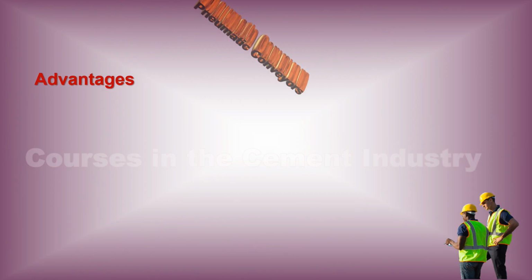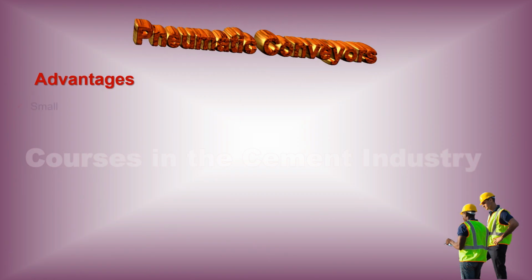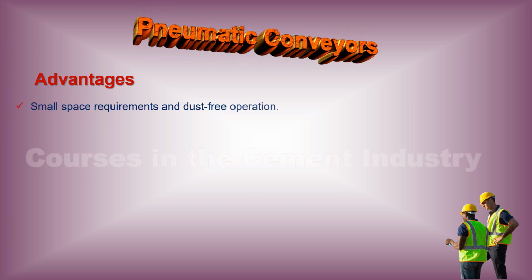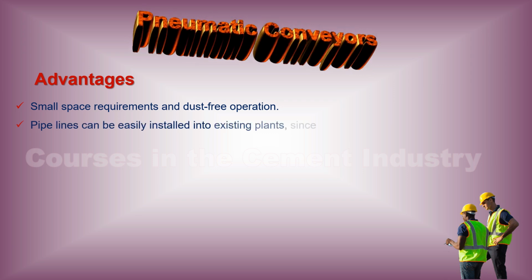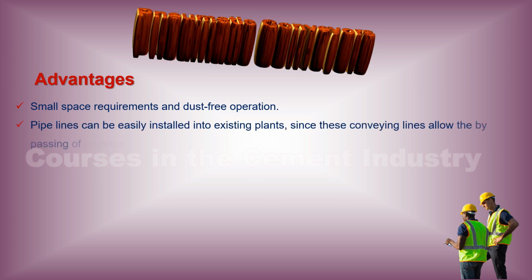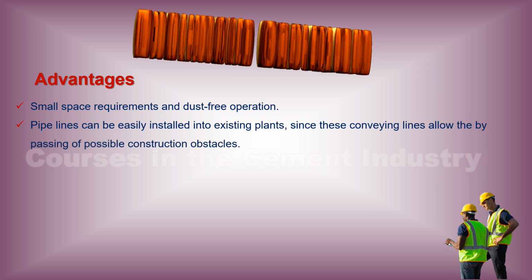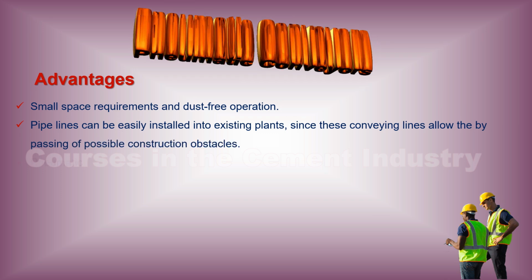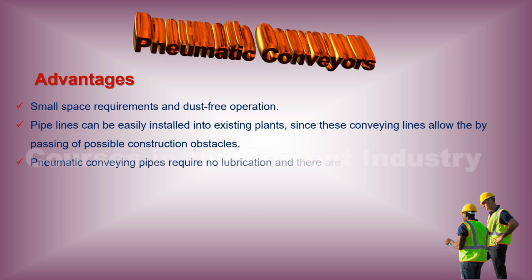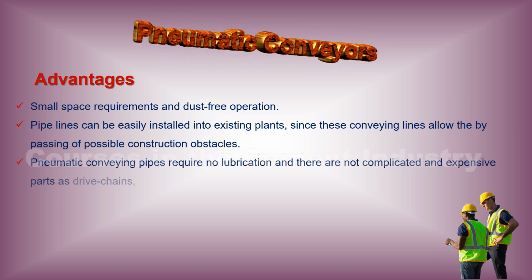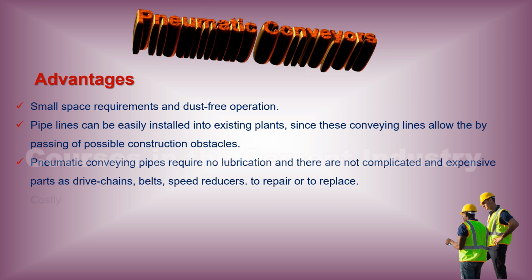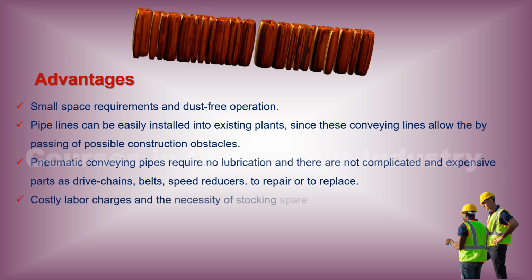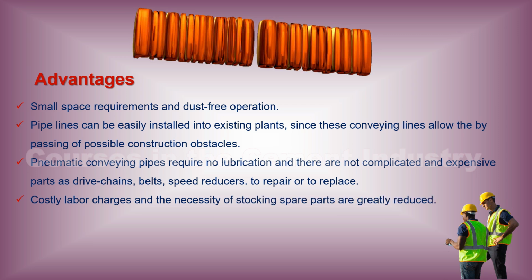Advantages of pneumatic conveyors. 1. Small space requirements and dust-free operation. 2. Pipelines can be easily installed into existing plants, since these conveying lines allow bypassing of possible construction obstacles. 3. Pneumatic conveying pipes require no lubrication, and there are no complicated and expensive parts such as drive chains, belts, and speed reducers to repair or replace. 4. Costly labor charges and the necessity of stocking spare parts are greatly reduced.